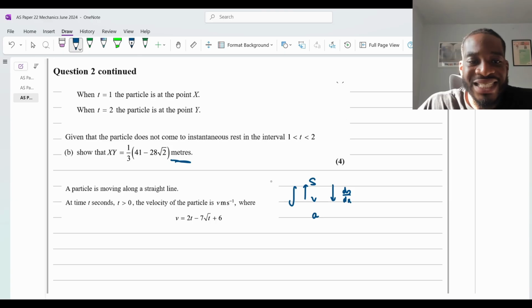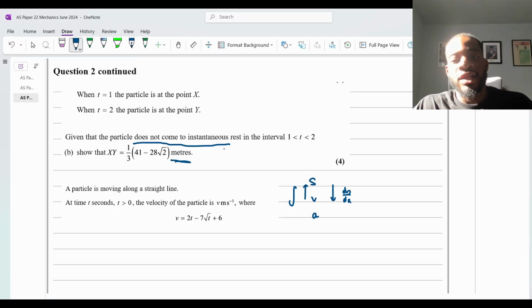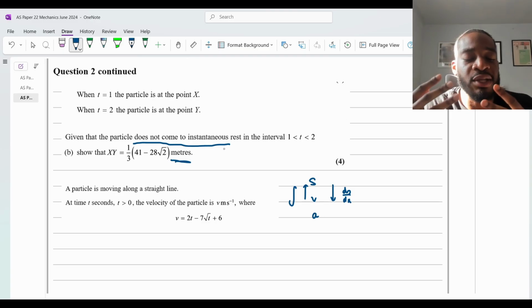Now, secondly, it says that it does not come to instantaneous rest, right? In the interval 1 to 2. This is very, very important because a lot of the times when you do these types of questions, maybe part A would be finding the points or the times when the particle does come to instantaneous rest. And what does that actually mean? It means that the particle is changing direction.